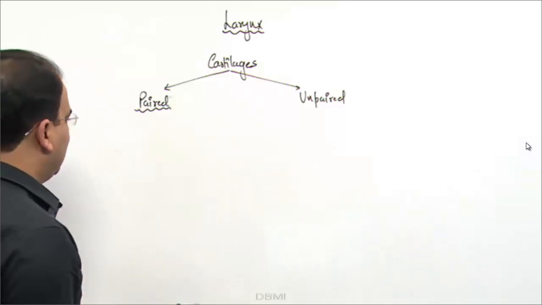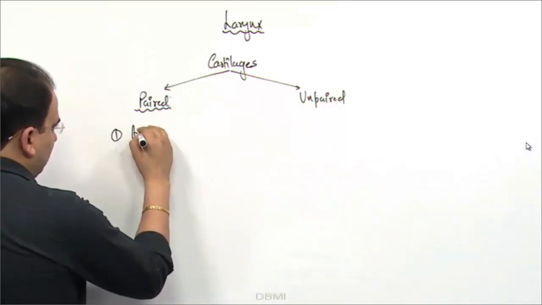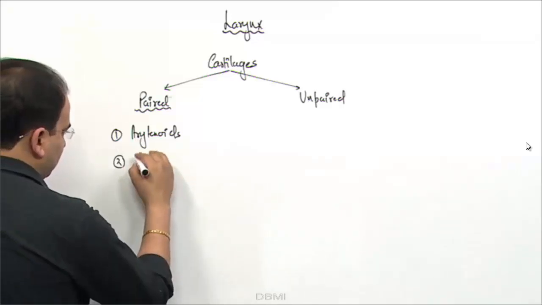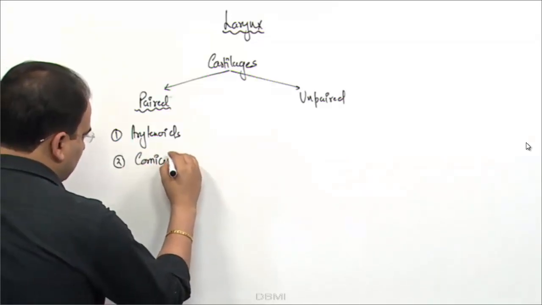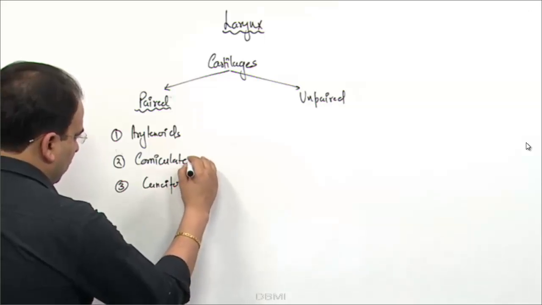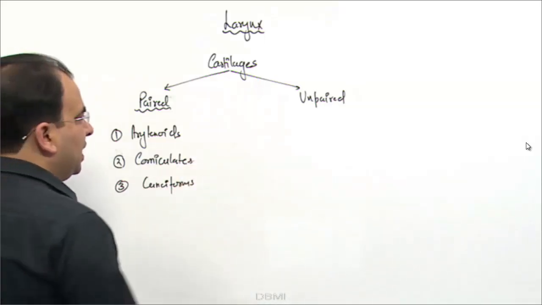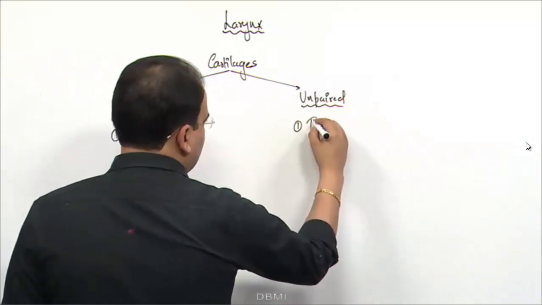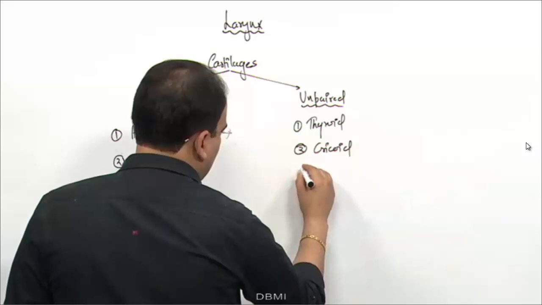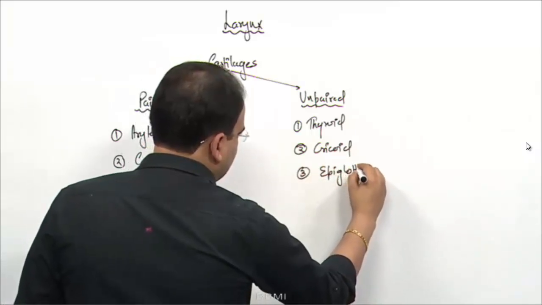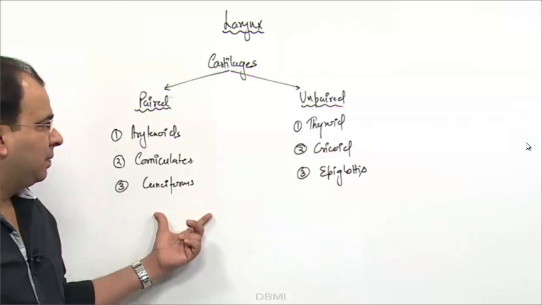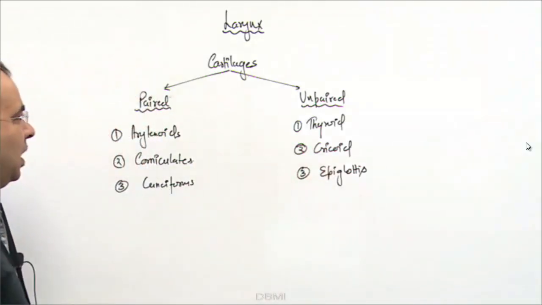The paired cartilages of the larynx, as we know, are arytenoid, corniculate, cuneiform. Whereas the unpaired cartilages, the midline cartilages, are thyroid, cricoid and epiglottis. So we have arytenoid, corniculate and cuneiform, then we have thyroid, cricoid and epiglottis. These are the unpaired cartilages.